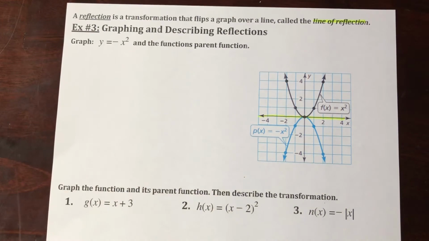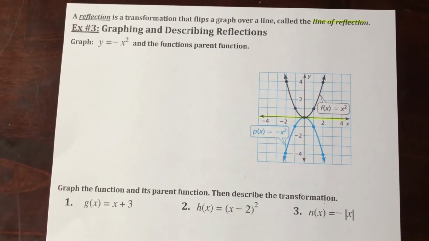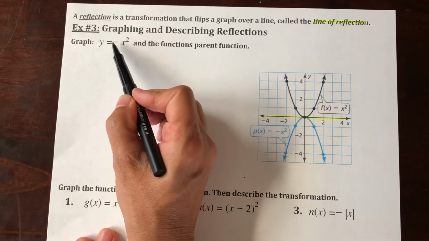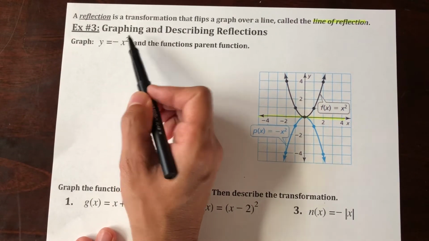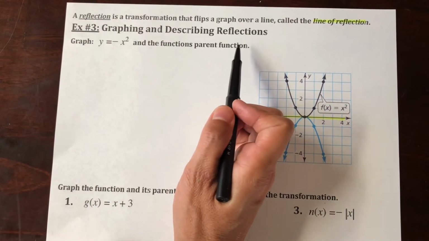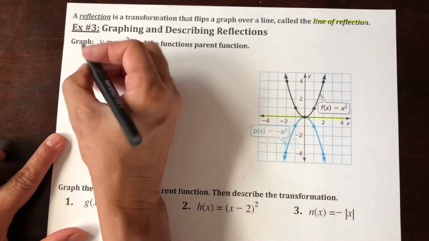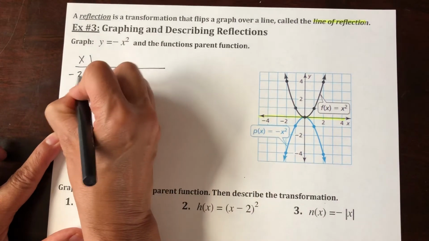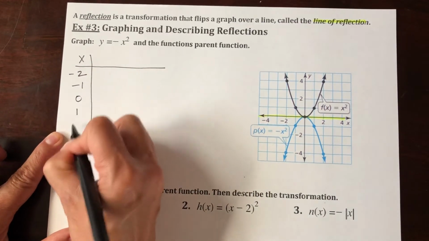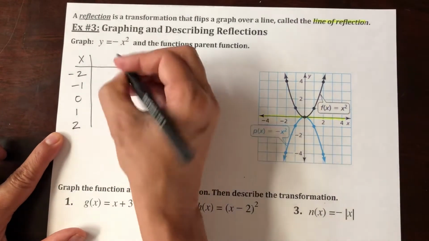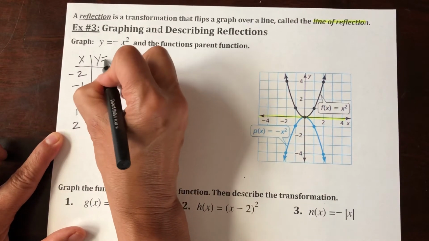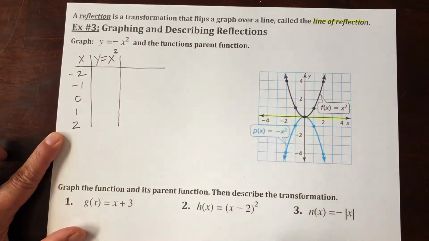And we're going to see why this works. Okay, so it says graph y equals negative, or opposite, of x squared and the function's parent function. So what I'm going to do is make a table of x values: -2, -1, 0, 1, and 2. And first we're going to graph our parent function, which is y equals x squared.